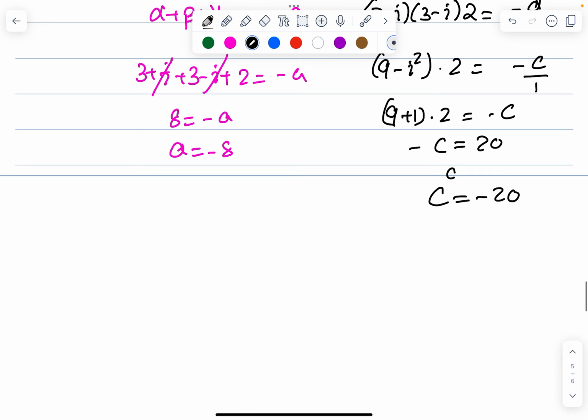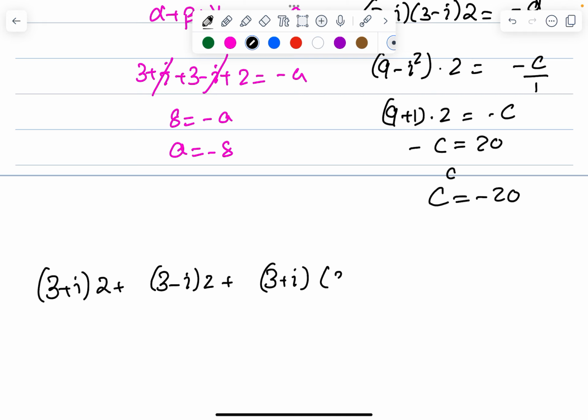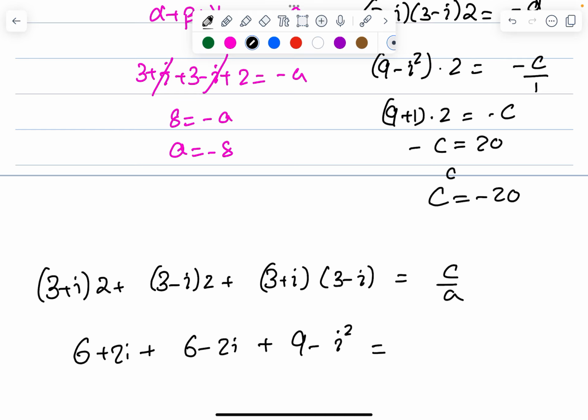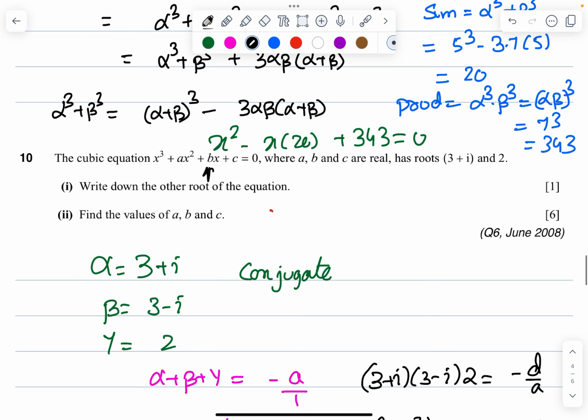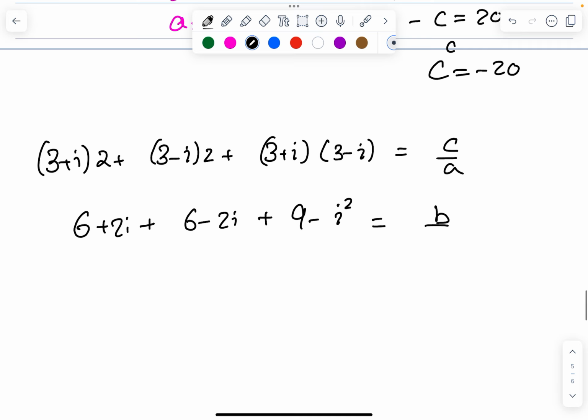Then taking two roots at a time: 3 plus i times 2 plus 3 minus i times 2 plus 3 plus i times 3 minus i should equal C upon A. So which is 6 plus 2i, 6 minus 2i plus 9 minus i square equals the C value. What is the C value over here? B, B upon 1. So the 2i's cancel. 12 plus 9 plus 1 equals B. So B equals 22.